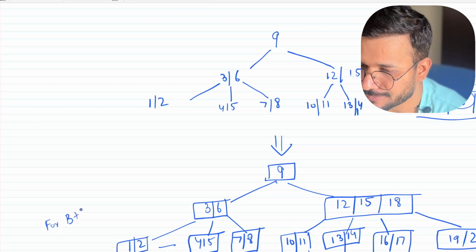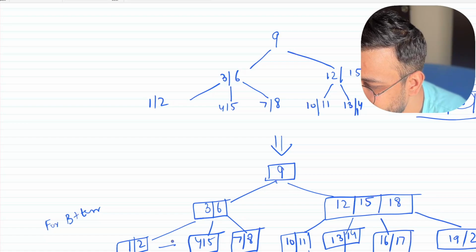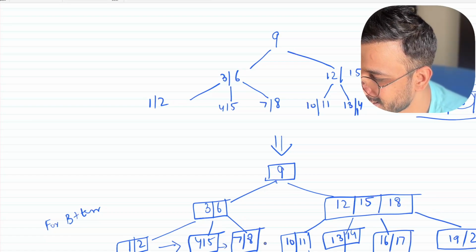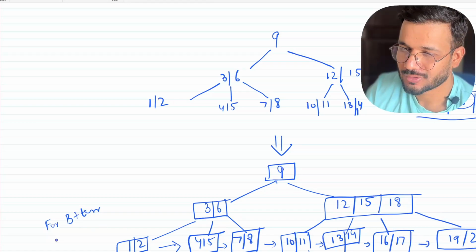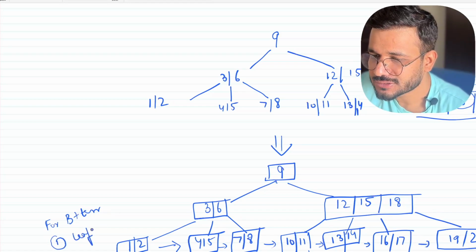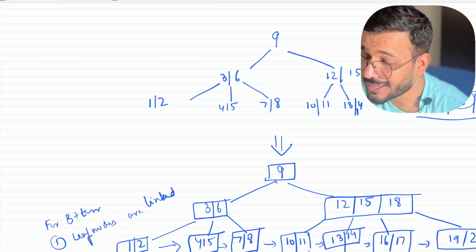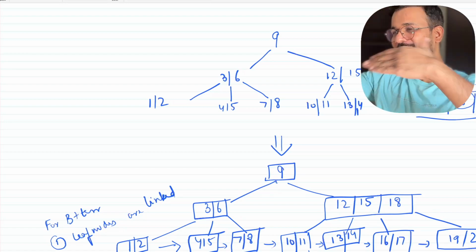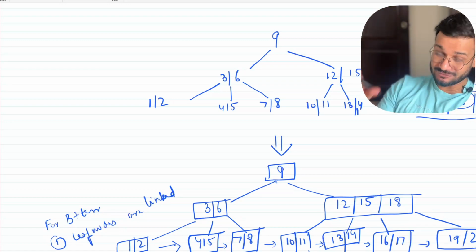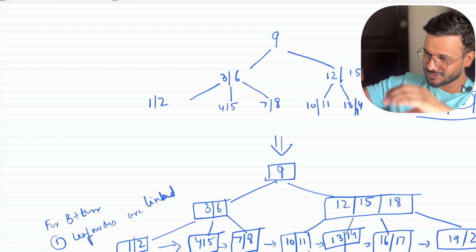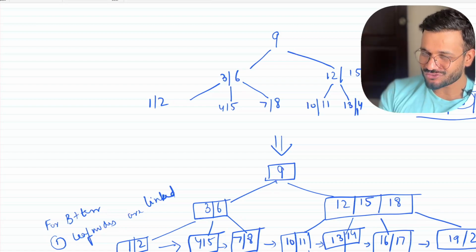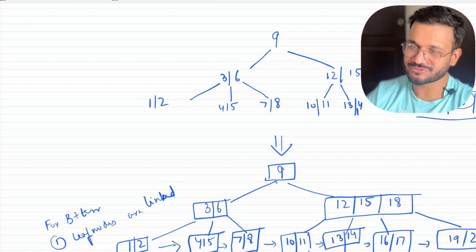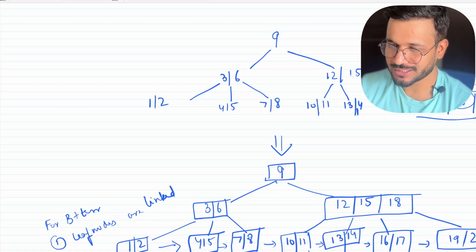For B plus tree, we have a linked list. All the nodes in this case are internally linked. And one more thing. One is that leaf nodes are linked. Another is that all the values are on the leaf node. You see in B tree, they are on the internal node as well. We have values at the root, but in B plus tree, we make sure that all the values are on leaf. So I'll write down the second property.